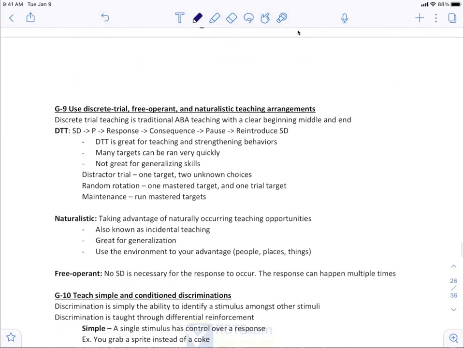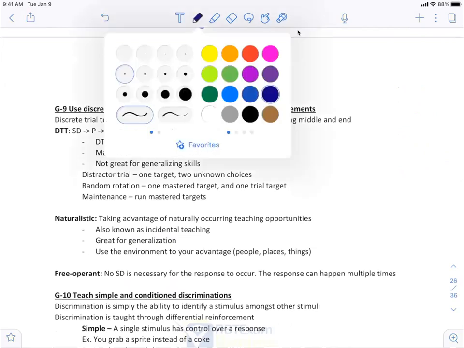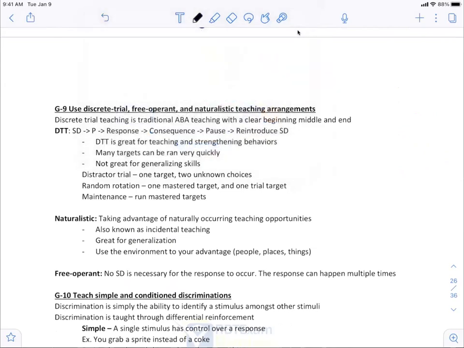G9, use discrete trial, free-operant, and naturalistic teaching arrangements. So in ABA, we have many different types of teaching. Commonly, right, we have DTT. We have naturalistic, also known as incidental. DTT are standard order, SD, prompt, response, consequence, post-trial pause, reintroduce SD.